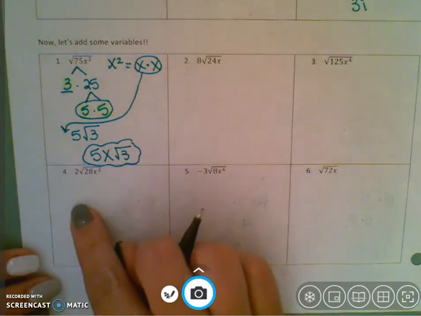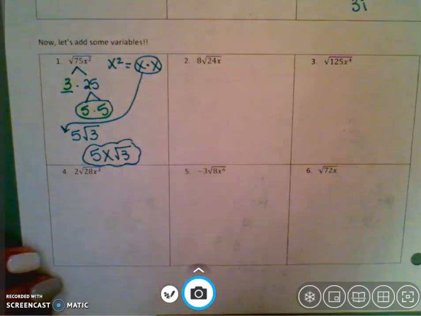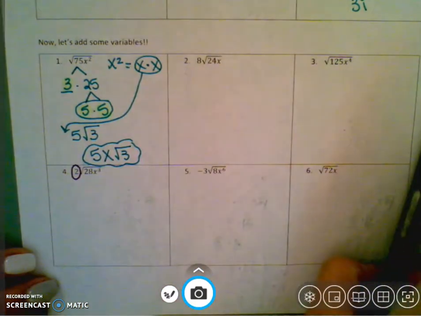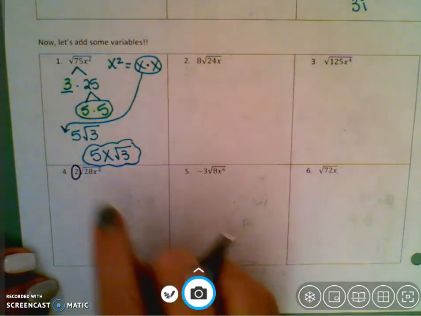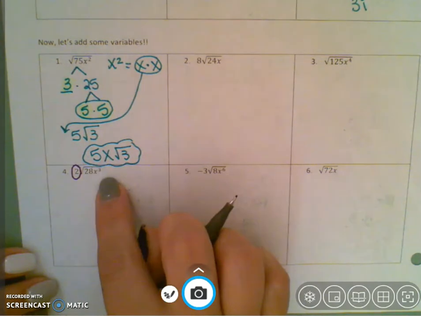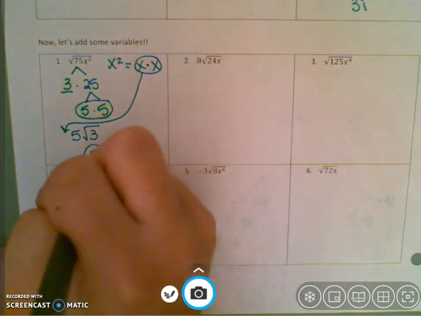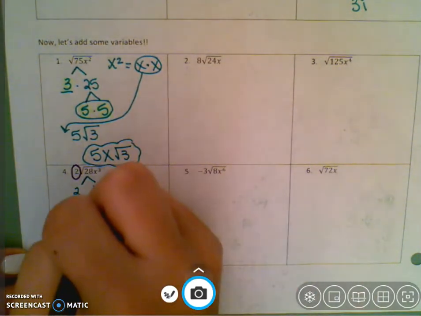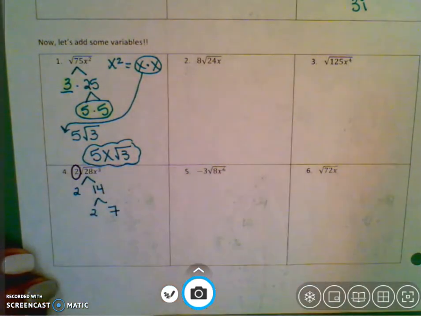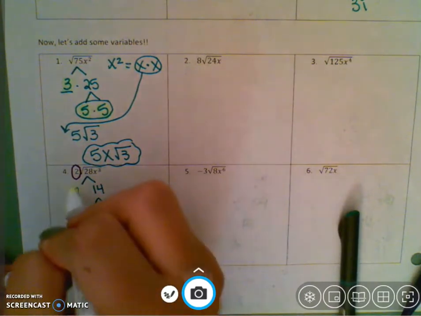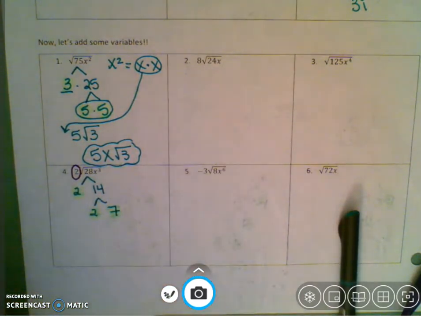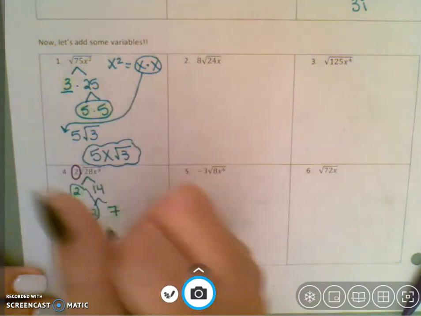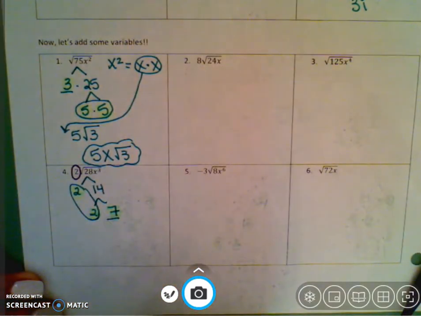Okay, let's go ahead and try number 4. So again, there's a number on the outside. Don't forget about that. We're going to leave that till the end. So let's do the square root of 28 and then the x cubed. So 28 is 2 times 14. 14 is 2 times 7. So out of all of our numbers on the outsides, on the bottom of the trees, I should have a pair of 2s. And then a single 7.